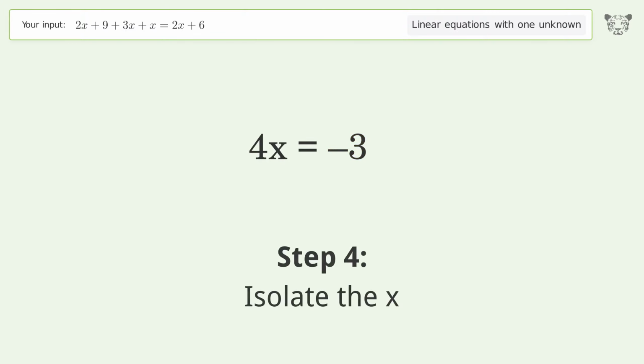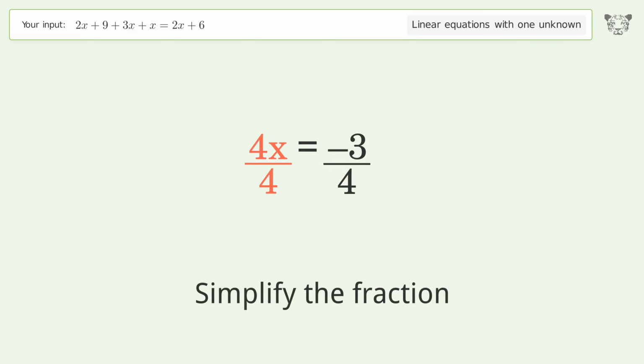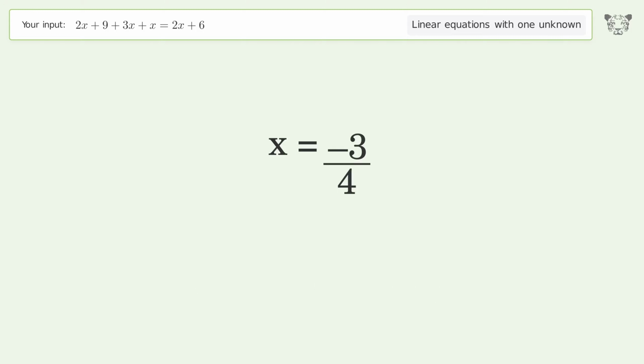Isolate the x. Divide both sides by 4. Simplify the fraction. And so the final result is x equals -3/4.